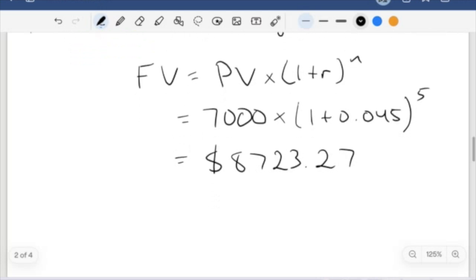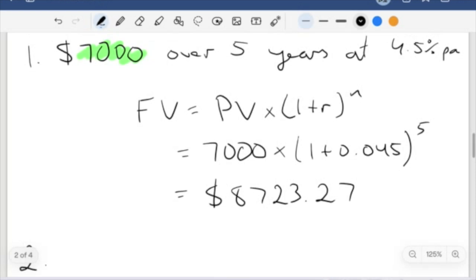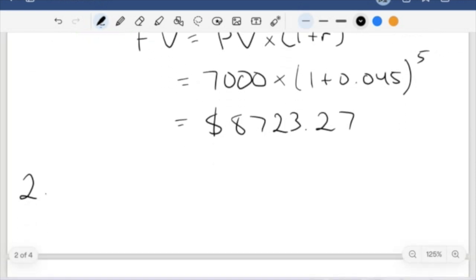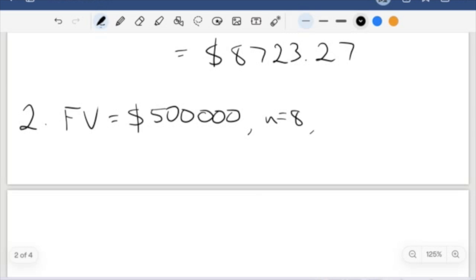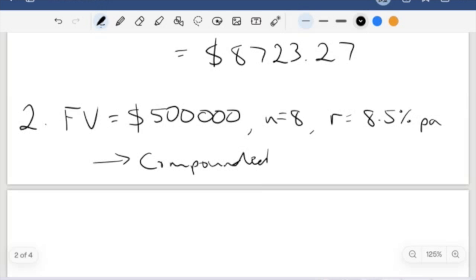Okay, so the second question here, we're going to do something a little bit different. We want to calculate the present value of an investment, which has a future value of $500,000. And we're given a number of compounding periods of 8 years, and we have an interest rate of 8.5% per annum. Now, one thing I'm going to add for this question to make it a little bit trickier, this is compounded. Wow, that's shocking handwriting, apologies.